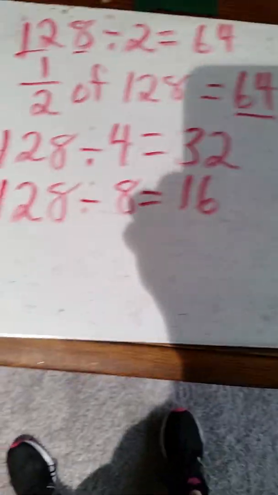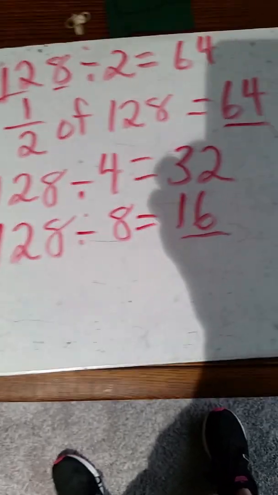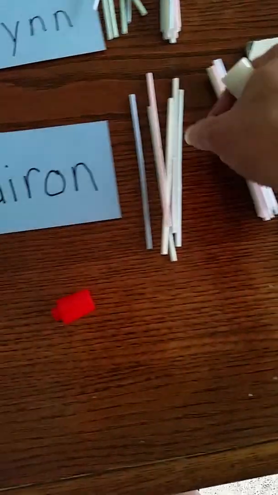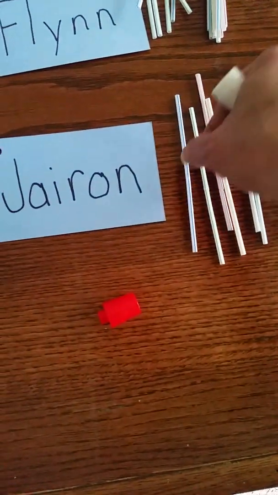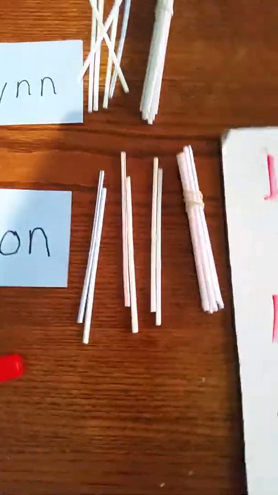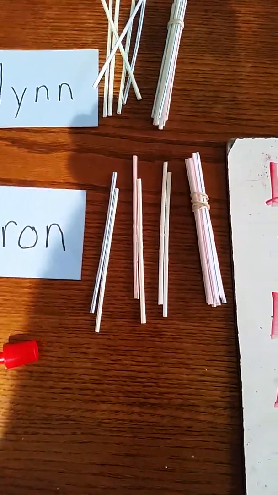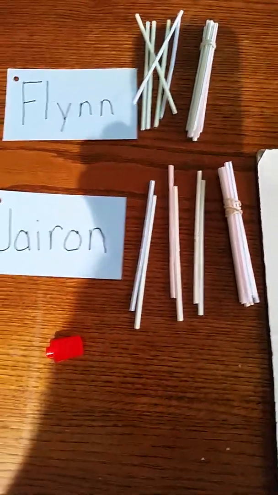Okay, now tell me about 16. Okay, if you look and you make, there we go, 8 groups of 2, they all have a partner. So it is, in fact, an even number. So I'll break them up and I'll be right back.